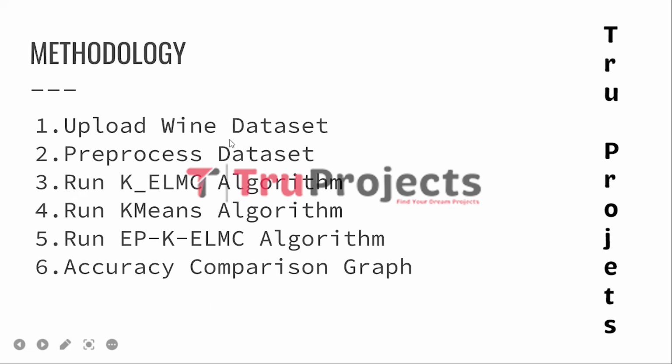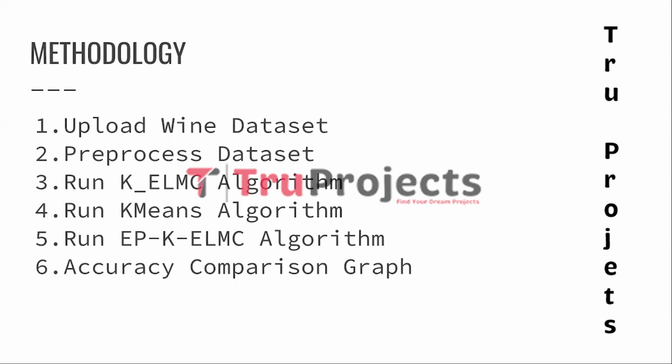The first module is Upload Wine Dataset. This module allows the user to upload the wine dataset to the application. This dataset contains information about different types of wine, such as the chemical composition and sensory attributes. And the second module is Pre-process Dataset. In this, it includes handling the missing values, normalization of feature values, and shuffling the dataset to ensure randomness. The dataset may also undergo label encoding or one-hot encoding to convert the categorical variables into numerical form.